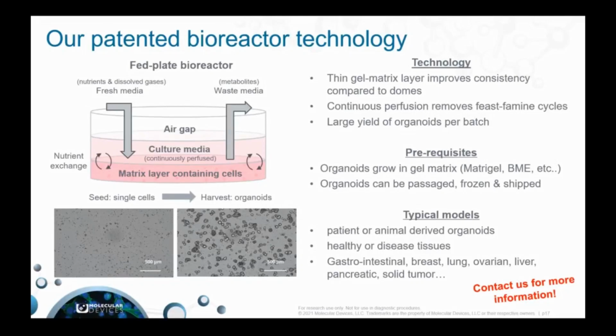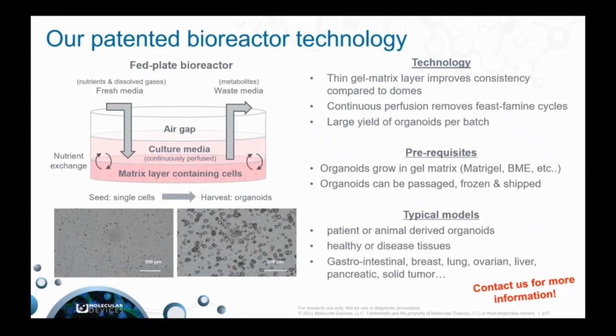It also means that there is no feast-famine cycle from the media, ensuring that there's always a supply of nutrients and removal of waste metabolites, helping to improve the growth consistency. And the scale of the reactor means that organoids can be grown in many more numbers per batch. So you're achieving a big increase in the scale, but they're all exposed to the same growth environment, providing a very consistent product. And with our current generation of bioreactor, we work with organoids that grow in a gel matrix.